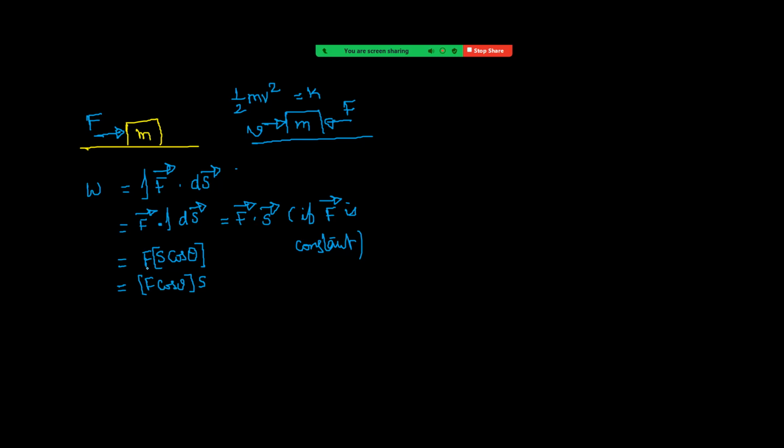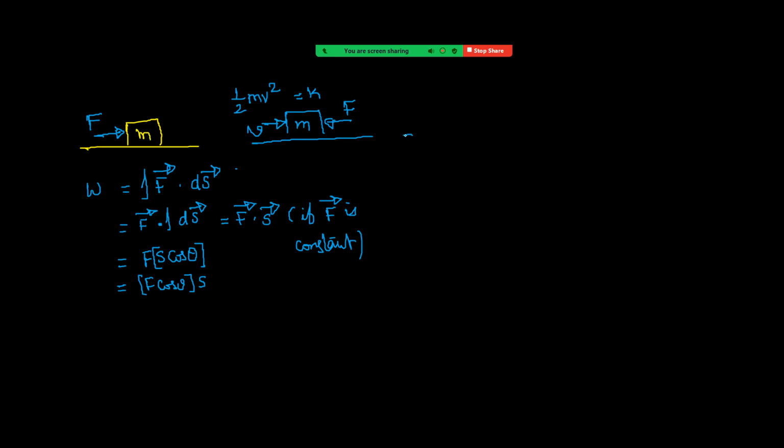See the meaning of this one. Here we are multiplying force with component of displacement. So S cos theta is component of displacement along force. But here, this is a component of force along displacement. Let us now focus on these two by taking a problem to get more clarity.